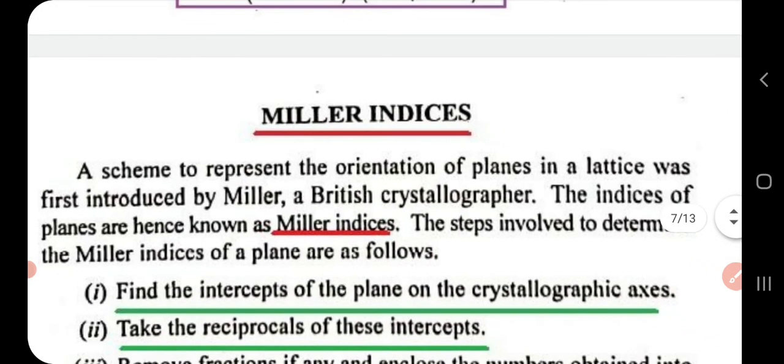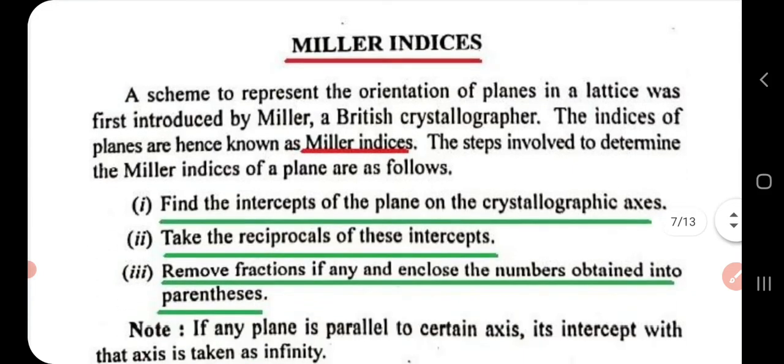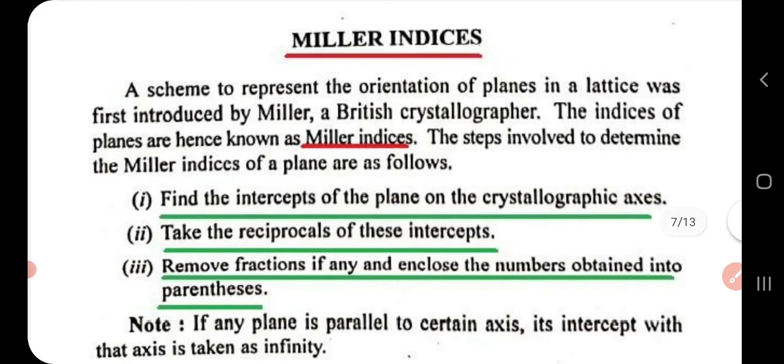Now this is Miller indices. Miller indices is very important, so you have to study it very well. It is nothing but a scheme to represent the orientation of a plane in a lattice. It was discovered by a British crystallographer named Miller, hence the name Miller indices. So Miller indices is a scheme to represent the orientation of planes in a lattice.